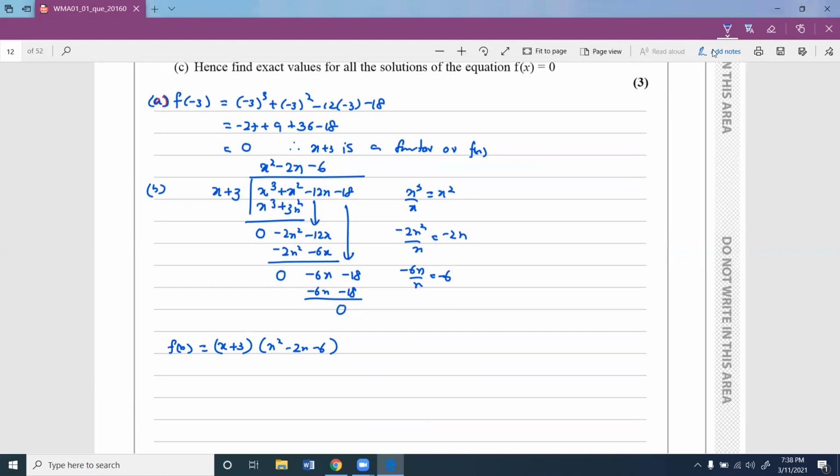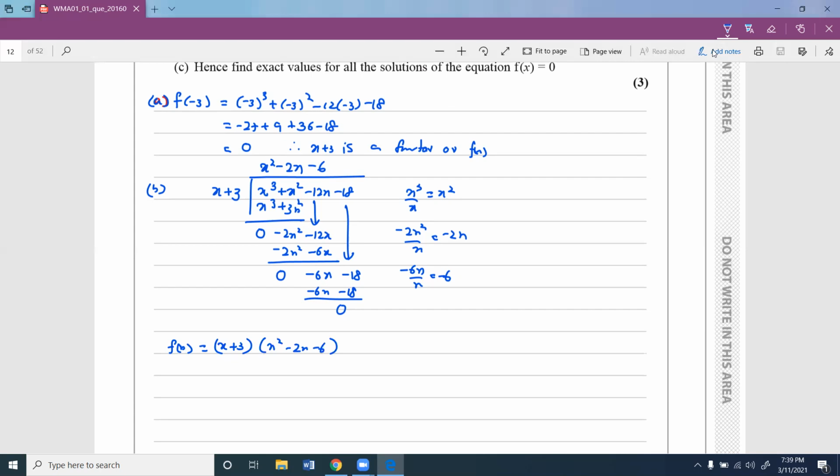Right. Then you can see this is the total factor. So now see whether this x squared minus 2x minus 6 can be factorized further. You can get help from your calculator and put it in the quadratic format to see whether you get a complete answer for this.